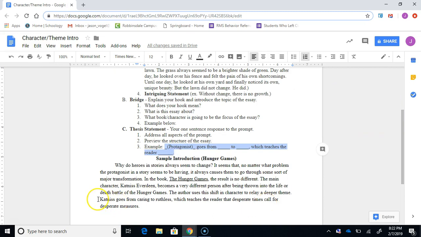So my thesis statement is this. Katniss goes from caring to ruthless, which teaches the reader that desperate times call for desperate measures.